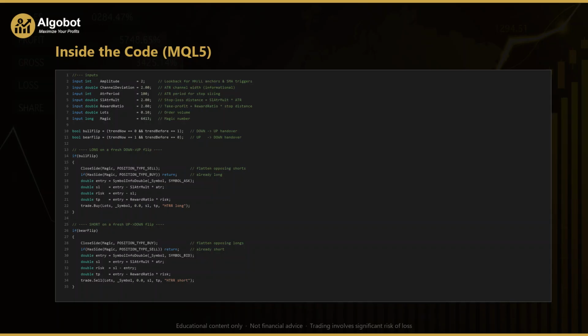Let's read through the MetaEditor code on screen. At the top are the input parameters. Amplitude, defaulting to 2, is the lookback for the high and low anchors and the moving average trigger lines.